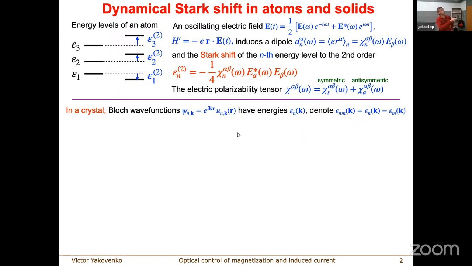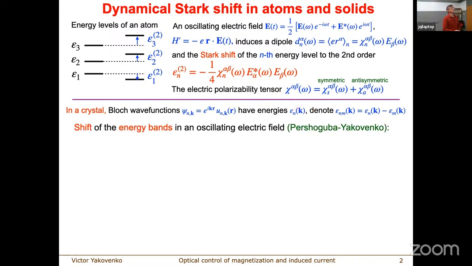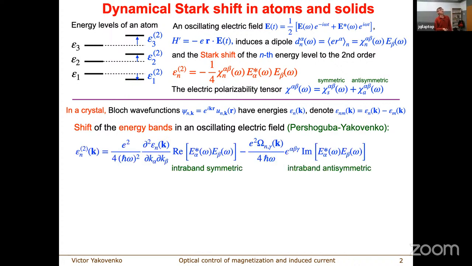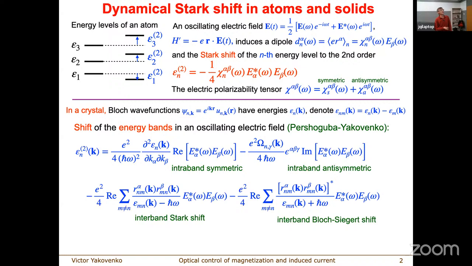So the question is, what is the corresponding formula? We take this crystal and put it in an oscillating electric field, and ask what the shift of the energy eigenstates is in the presence of the oscillating electric field. And this is basically the answer. The answer is a little more complicated: it has actually four terms.